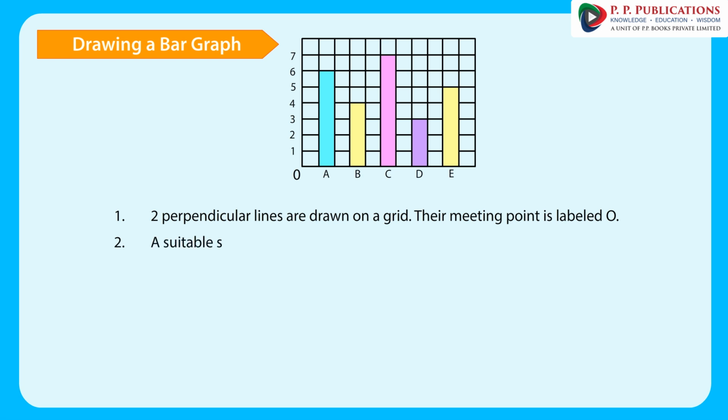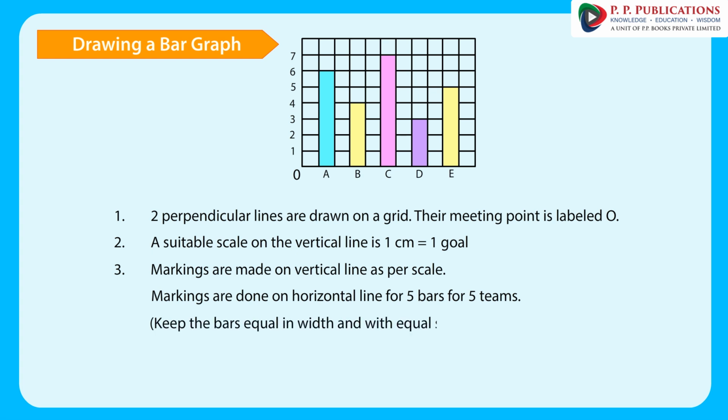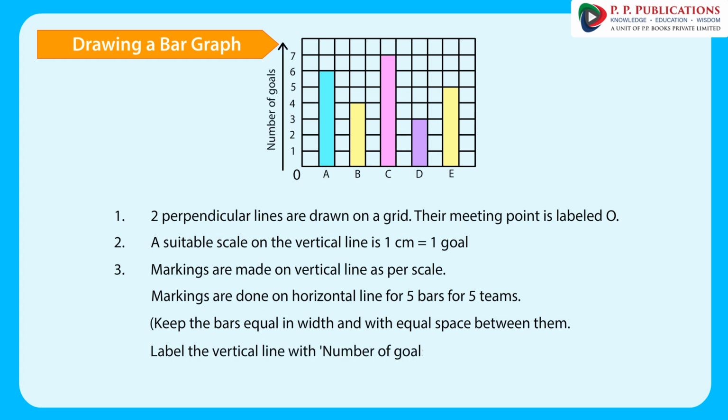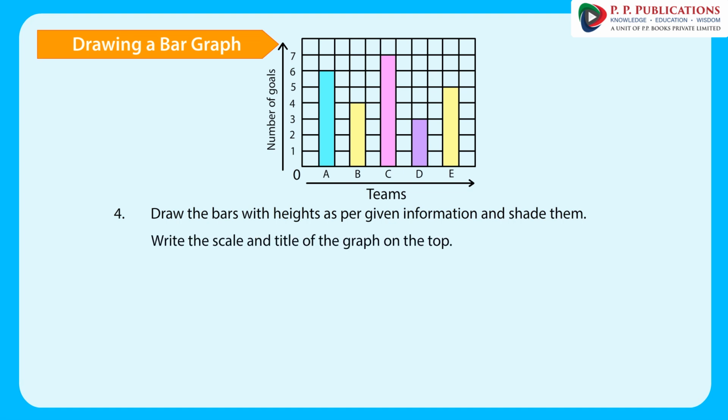2. A suitable scale on the vertical line is 1 cm equals 1 goal. 3. Markings are made on the vertical line as per scale. Markings are done on the horizontal line for 5 bars for 5 teams. Keep the bars equal in width and with equal space between them. Label the vertical line with number of goals and the horizontal line with teams. 4. Draw the bars with heights as per given information and shade them. Write the scale and title of the graph on the top.